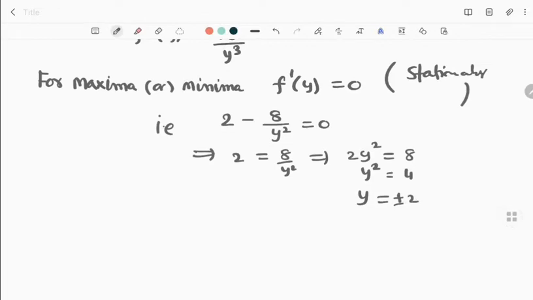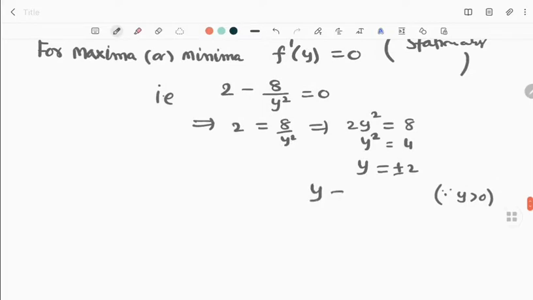And here they mentioned that x belongs to R, so y equal to plus 2 only can be considered here, since the value of y is greater than 0. So you have to consider y is equal to 2.